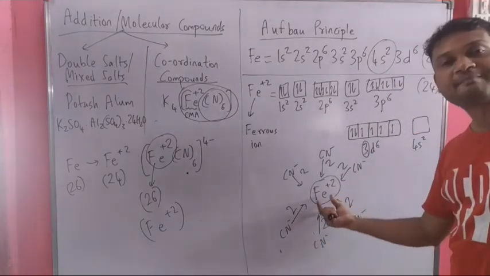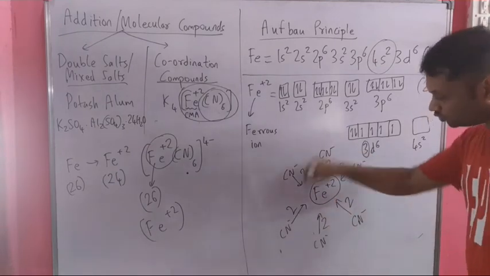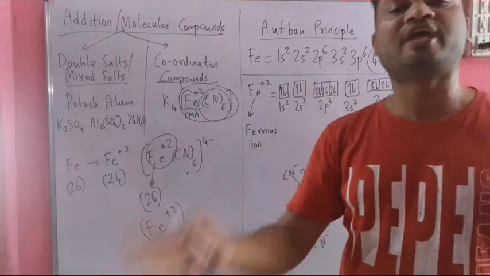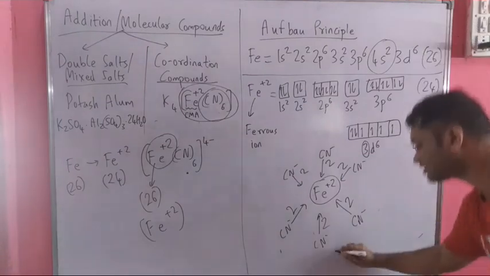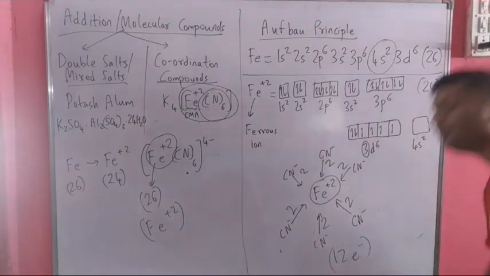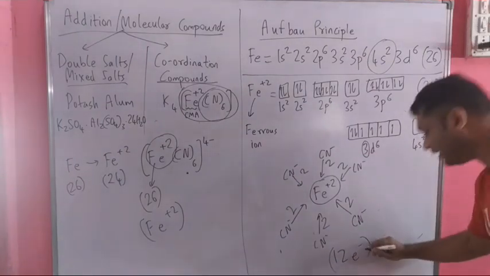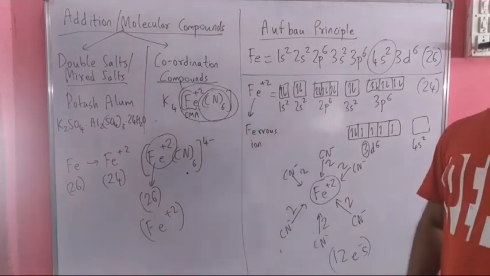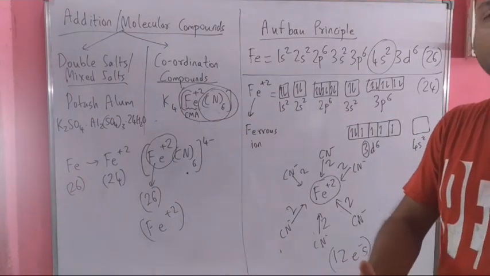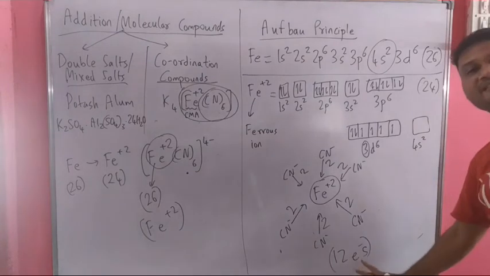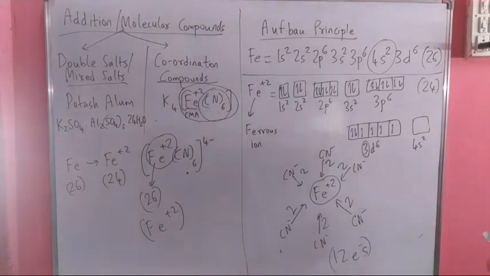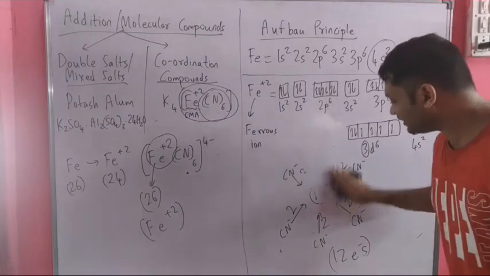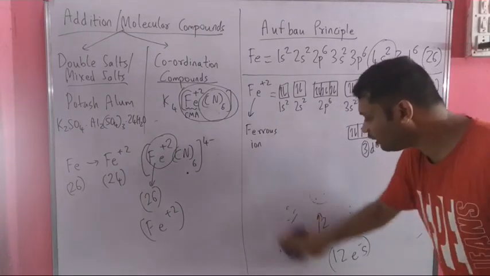How many electrons will Fe+2 accept? Each will give 2, 2, 2, 2, 2, 2, so 2 six times means 12 electrons to accept. The Fe+2 ion has to accept 12 electrons. That means 6 electron pairs, which is 12 single electrons. So it has to accept this many electron pairs. To accept this many electron pairs, its hybridization will take place.